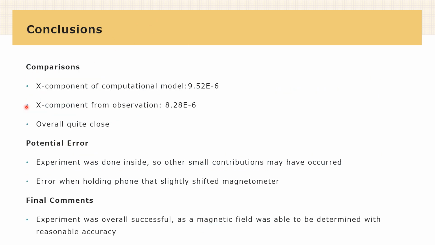So overall, both the models were pretty close. The computational model was 9.52 e negative 6 teslas, and the x component from observation was 8.28 e negative 6 teslas, which is overall quite close.